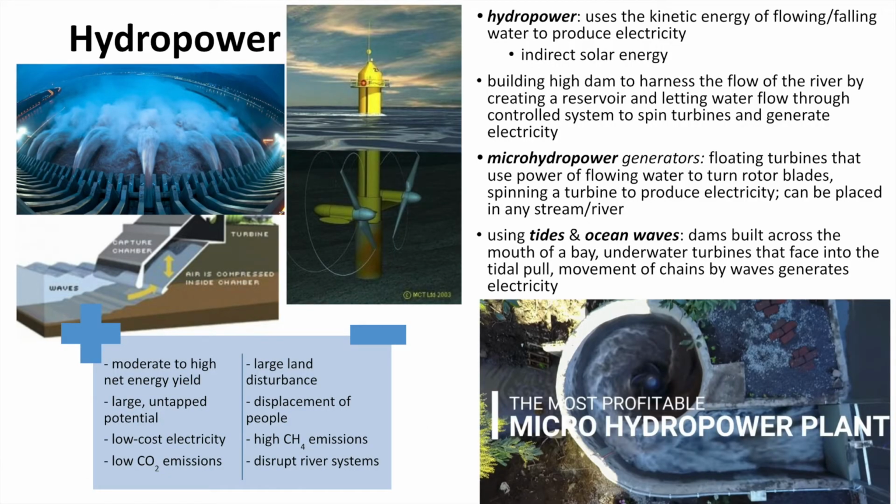Hydropower is going to involve the use of water to, again, spin a turbine to generate electricity. And this uses the kinetic energy that's associated with the flow of water or the fall of water to indirectly produce electricity. This is an indirect solar energy.